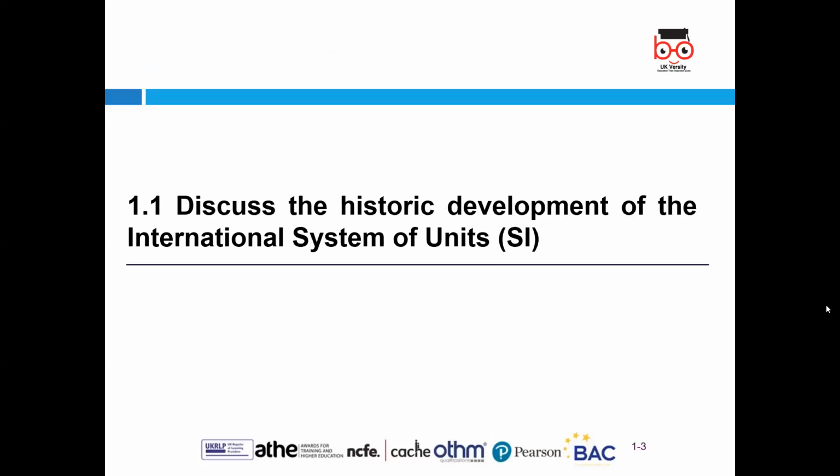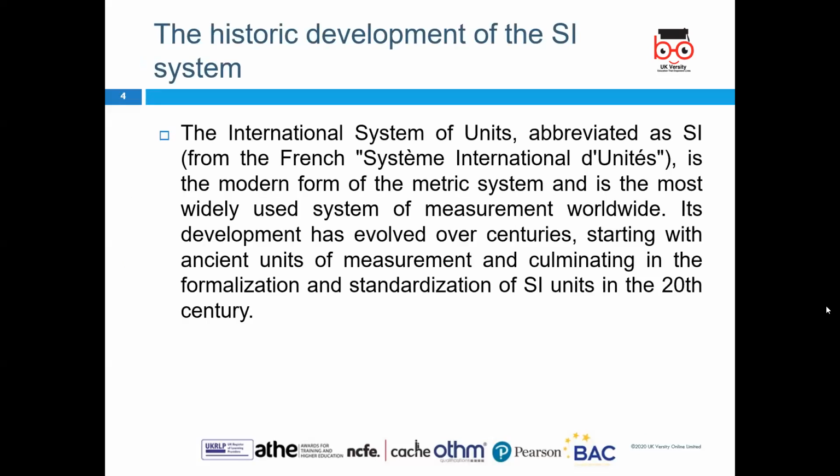So the first one is the historical development of the SI system. The International System of Units, commonly known as SI, is the modern form of the metric system and is a widely used system of measurement worldwide. Its development has evolved over centuries. That means it has been used for quite a long time, from ancient units, finally resulting in the standardization of SI units in the 20th century.